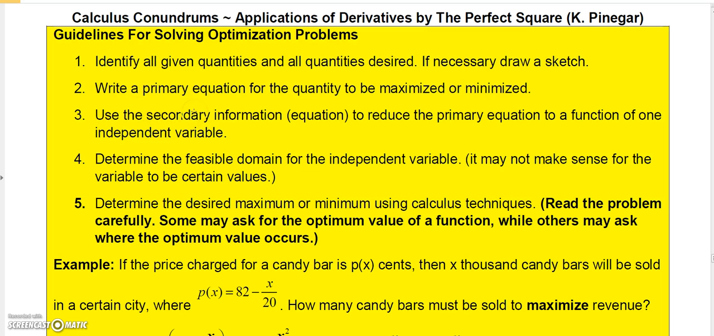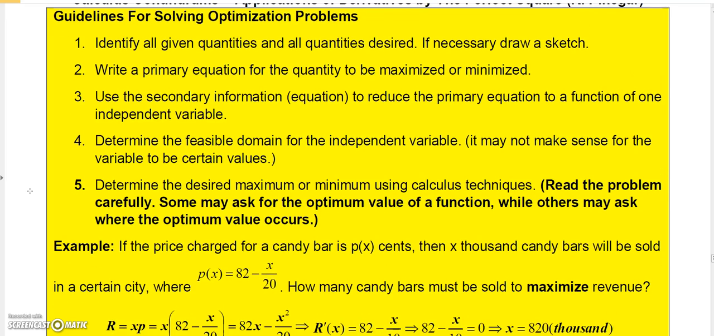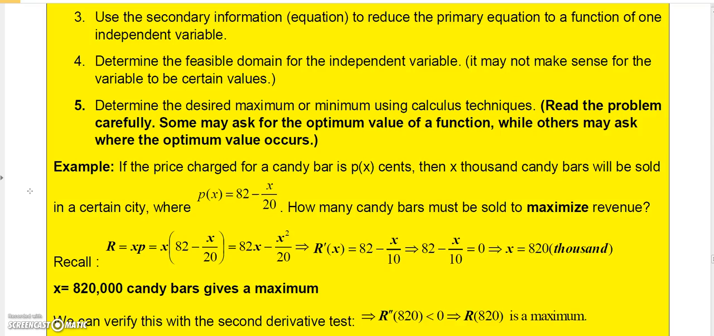So you can pause the video and read these guidelines. These guidelines tell you what you need to do to solve an optimization problem. But you'll notice that I actually do these as I go through the problem. And so after you've read these guidelines, go ahead and hit play and continue working the problems.